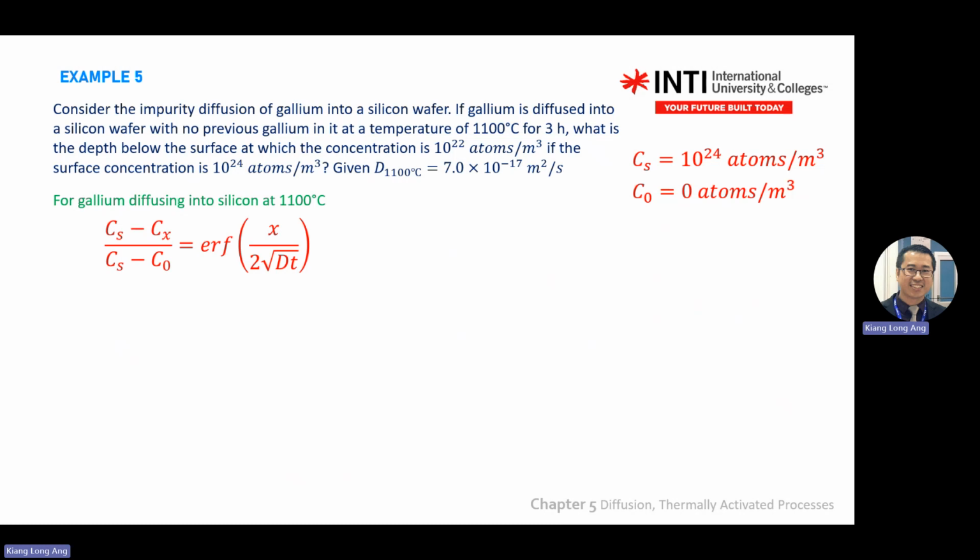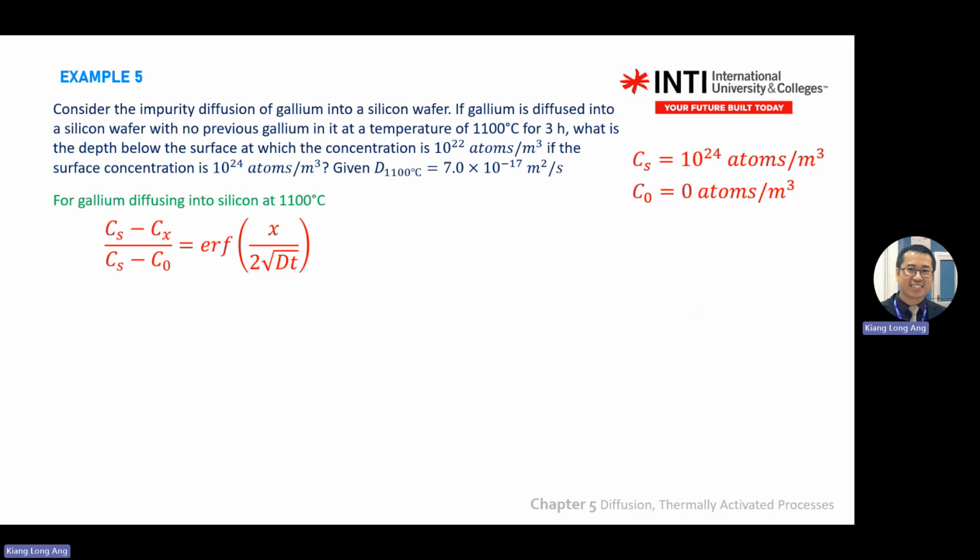So if we tell you, consider the impurity diffusion of gallium into a silicon wafer. If you know how they make a silicon wafer, they don't allow impurity before the process. They put it in a vacuum, so at the surface they should not have any impurity. So don't say, sir, I don't see any surface concentration like that.